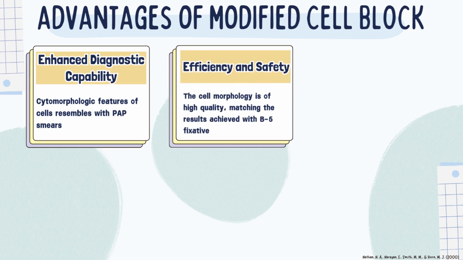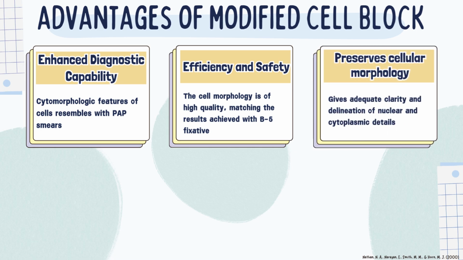Second, efficiency and safety. The cell morphology in paraffin-embedded sections is of high quality, matching the results achieved with B5 fixative, which is known for excellent preservation but is highly toxic. This eliminates risk of health hazards while maintaining high-quality cell morphology.